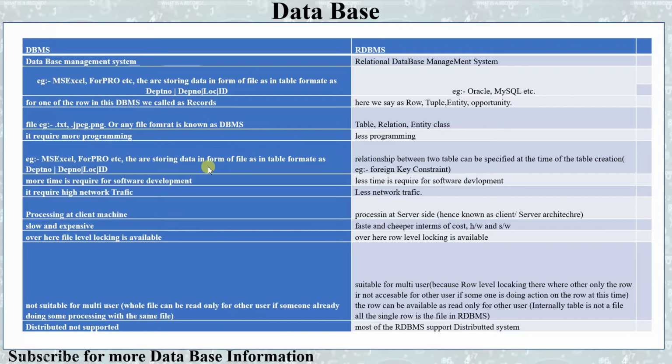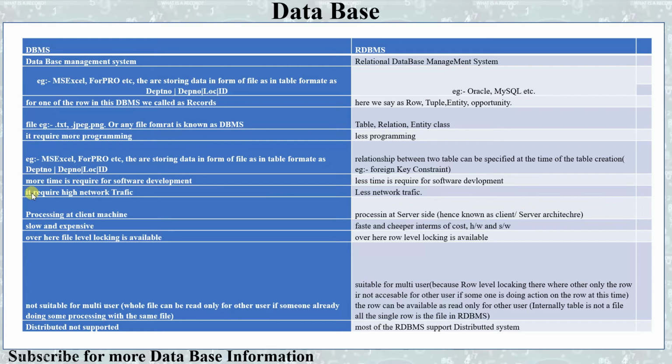So what is the drawback in the database management system? We can't maintain any relation from one table to another table in Excel. We have two sheets, one sheet and a second sheet, and in both sheets we can't maintain a relation. In the RDBMS, if you want to maintain a relation from one table to another table, we can create a foreign key constraint.